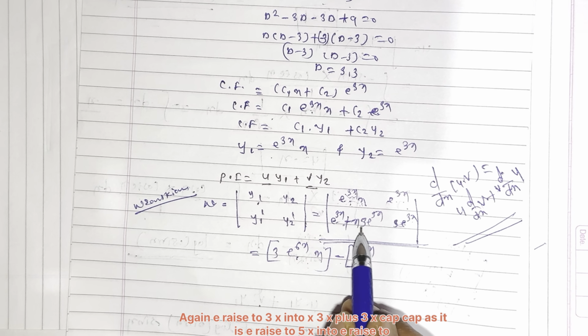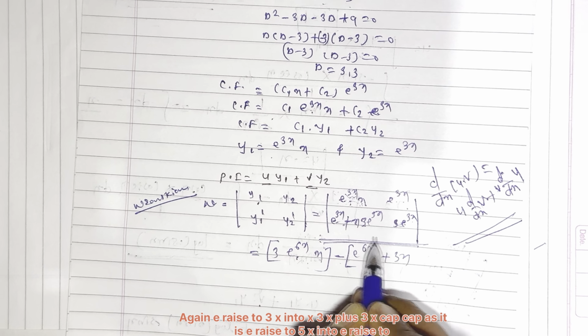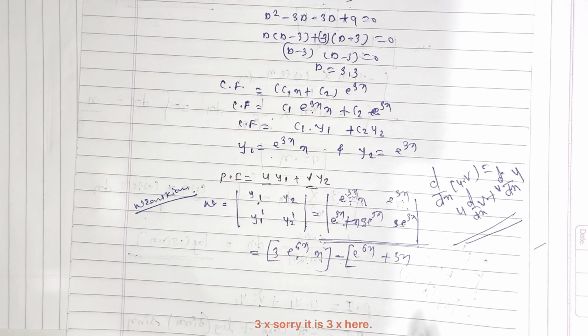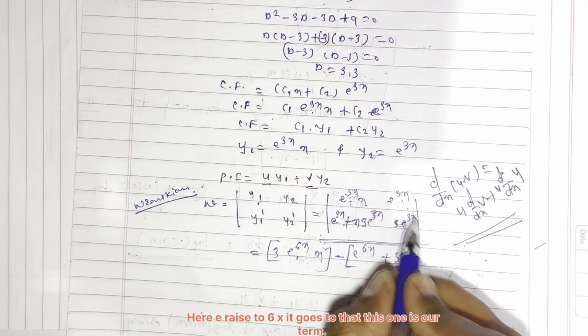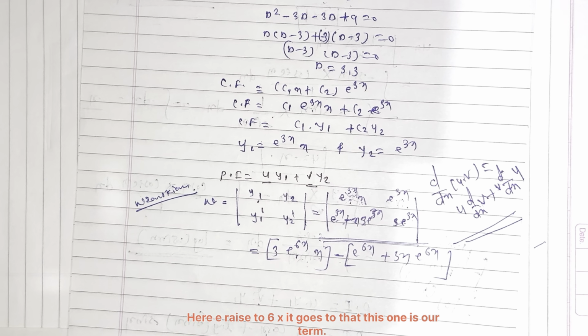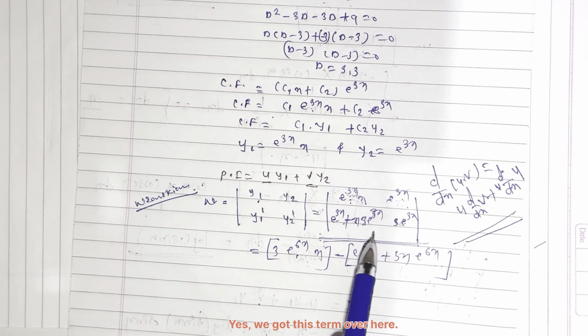Again e raised to 3x into x, 3x plus 3x, keep as it is, e raised to 3x into e raised to 3x. Sorry, it is 3x here. Okay, e raised to 6x, it goes to that. This one is our term. Yes, we got this term over here.